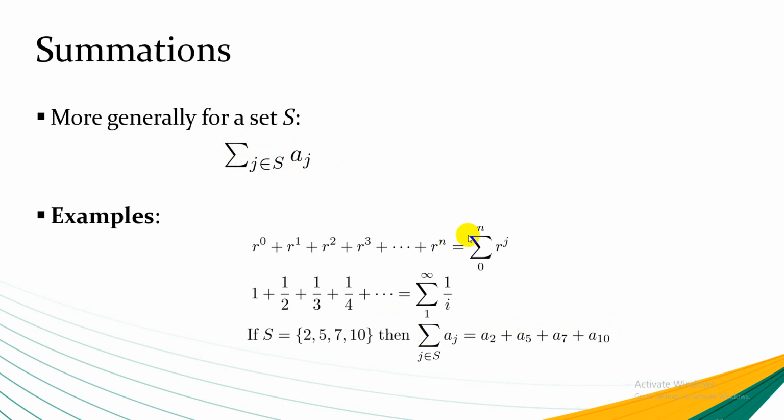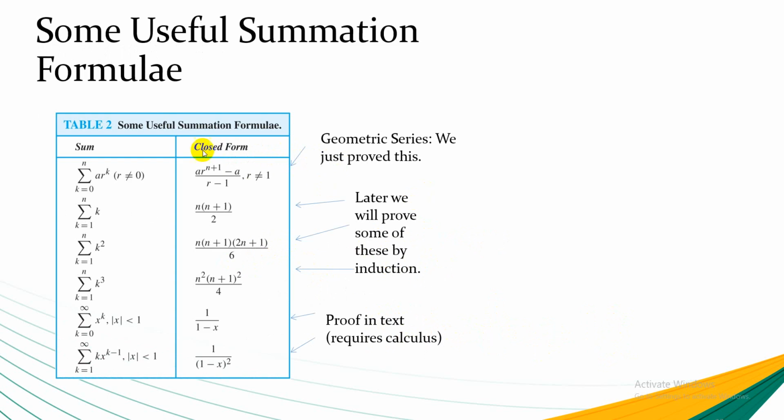Here are some examples that you can see that are simple, actually. We have some useful formulas for summations. For example, the first one is the geometric progression, or the geometric series. You have seen this in high school: the sum from k equals 0 to n of a r^k, for r different from 0 for sure, is equal to (a r^{n+1} minus a) over (r minus 1).